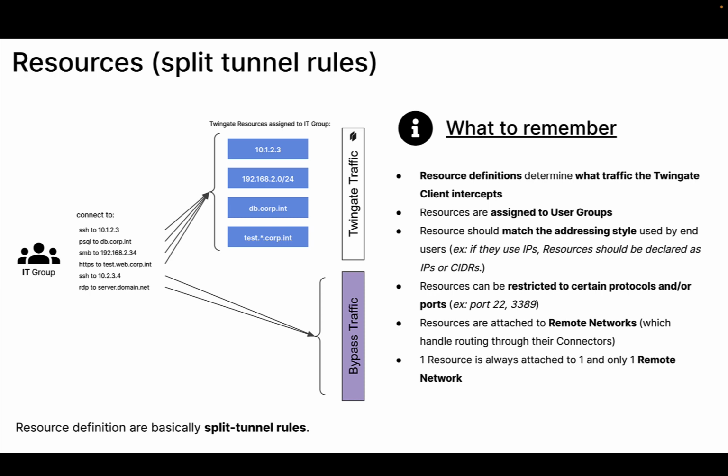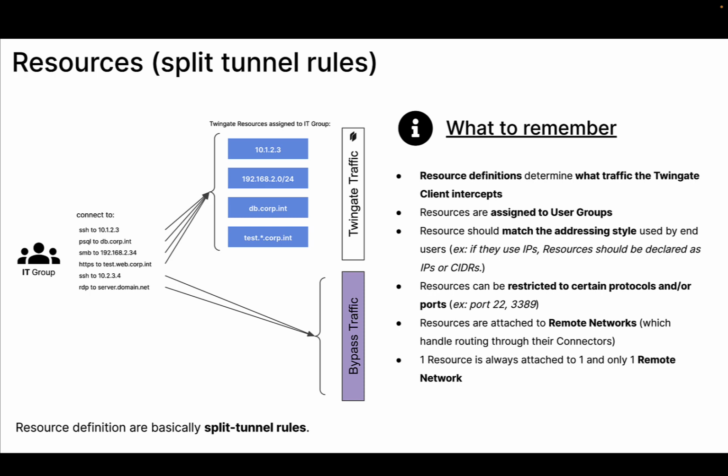There are many ways you can define a resource, but if you have to think of what a resource is, remember that it is just a split tunnel rule that determines whether a particular traffic pattern gets intercepted by the Twingate client and sent to Twingate connectors. Now, a resource is assigned to a group or multiple groups of users, and so all of the users in a given group will have their traffic for that resource intercepted by Twingate.